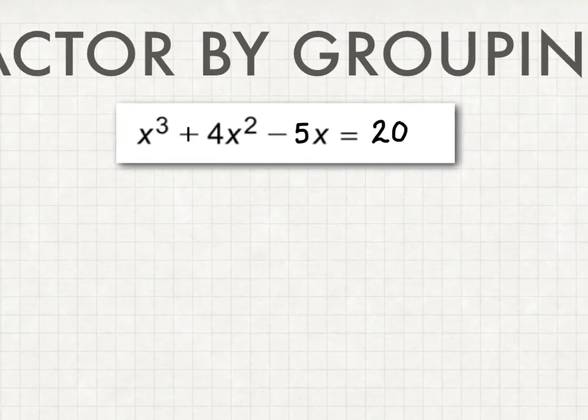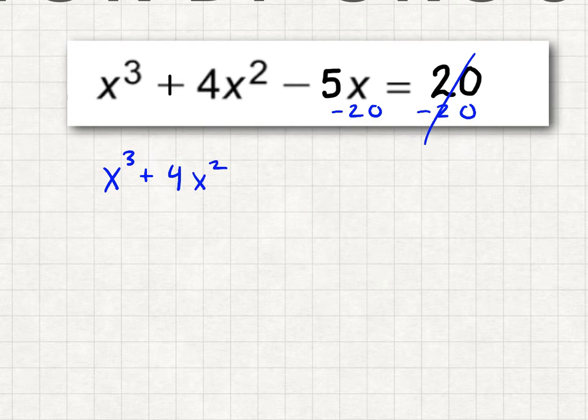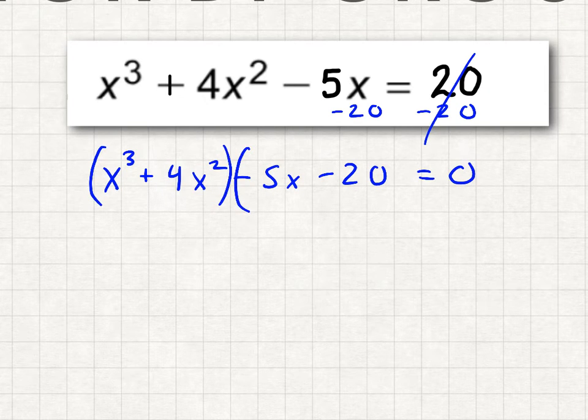All right. What do you think we have to do first here? What makes this one a little bit different? Awesome. Subtract 20 on both sides. So just like factoring before, we need this to be equal to 0. So we have x cubed plus 4x squared minus 5x minus 20 is equal to 0. And we always want this to be in standard form too when we're factoring by grouping. So we group our first two terms, and then we group our second two terms.